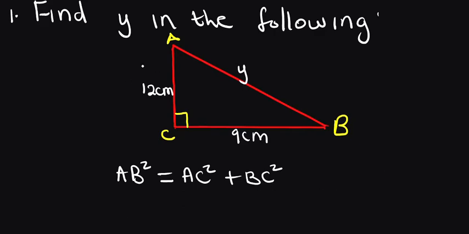Right, now we need to substitute. AB is y, then that means we'll have y squared is equal to AC, which is 12 units. It means we have 12 squared plus 9 squared.